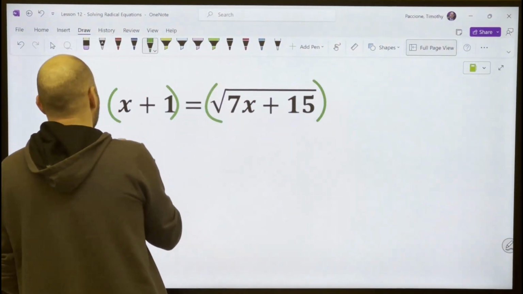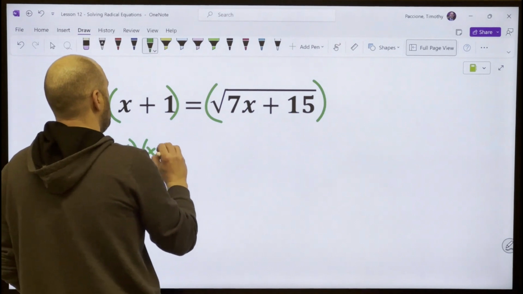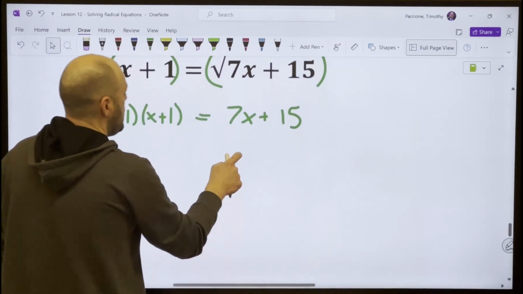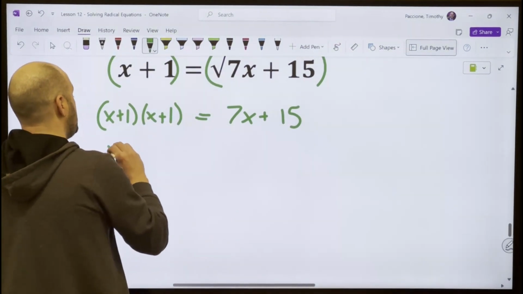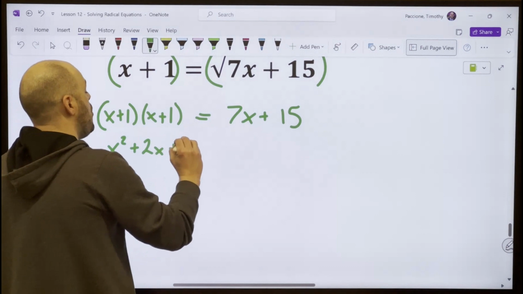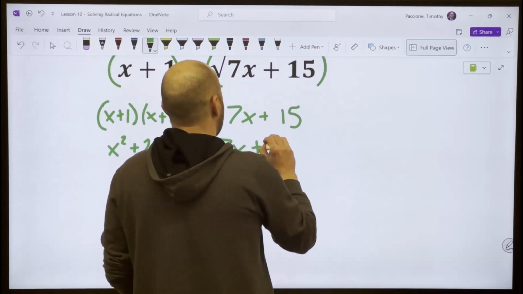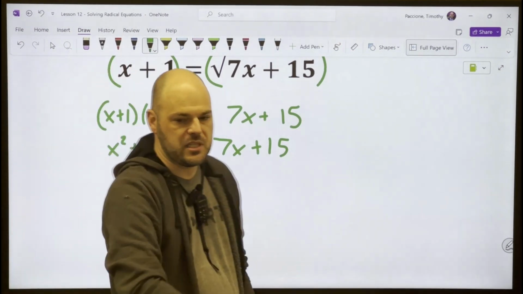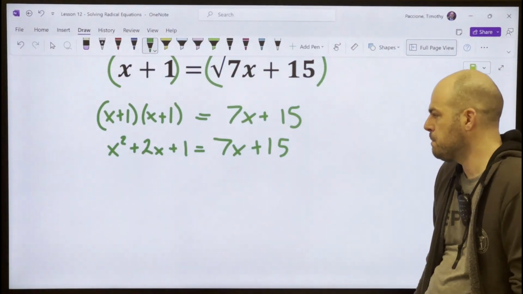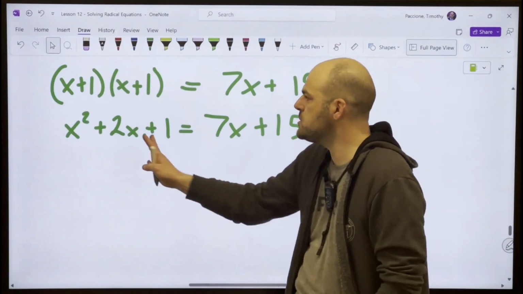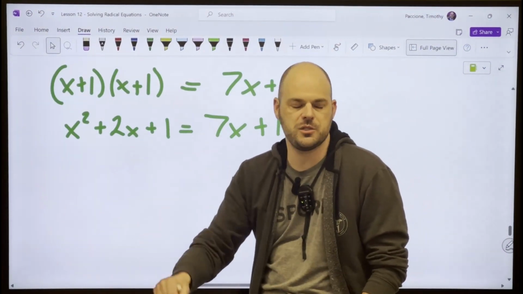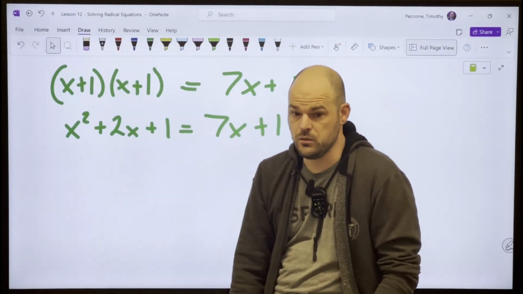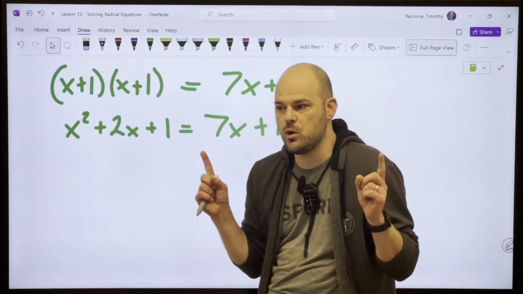I end up with x plus 1 times x plus 1. On this side, I have 7x plus 15, right? This I would FOIL or box. I'd get x squared plus 2x plus 1 equals 7x plus 15. Okay, when we have this type of situation, what type of situation is it? It's a quadratic. We're going to move this over, get it equal to 0. We're going to solve it. How many solutions are we going to get? Well, 2.